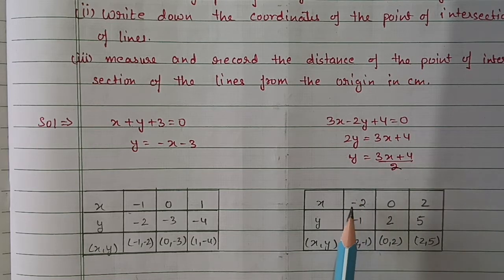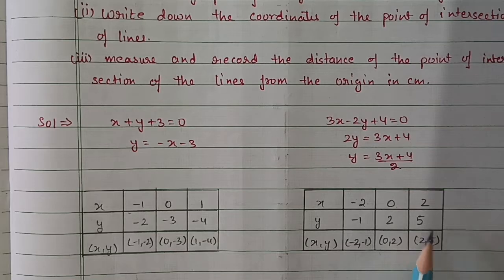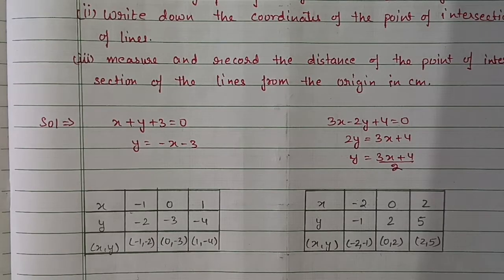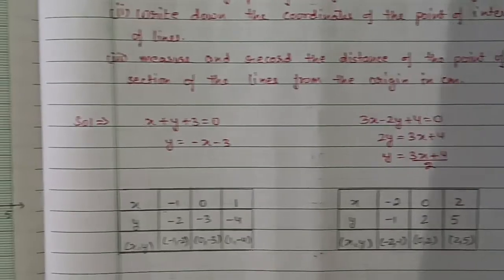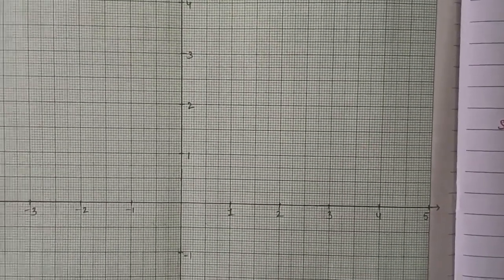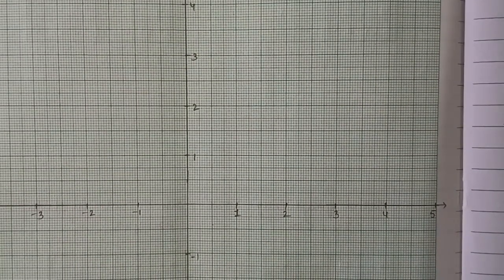Then I have taken the x value as minus 2; for that y comes minus 1. When x is 0, y comes 2. And when x is 2, y comes 5. So I have taken 3 points from both lines. Now we will plot these points on the graph paper. The scale I have taken according to the question is 2 centimeters equal to 1 unit.